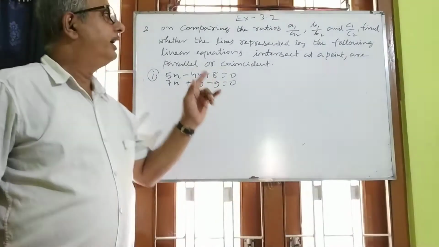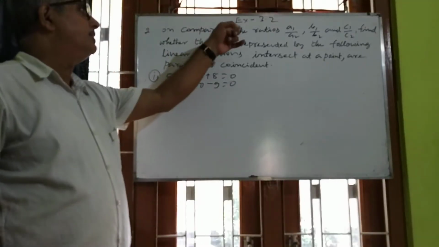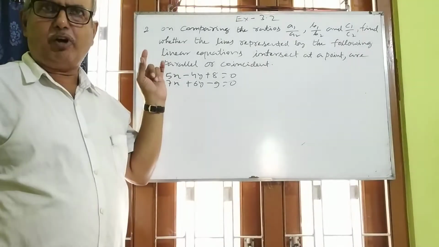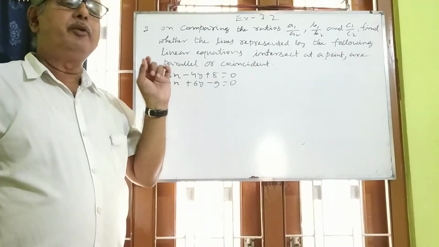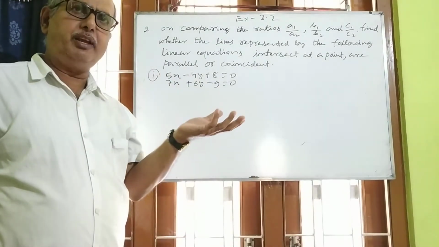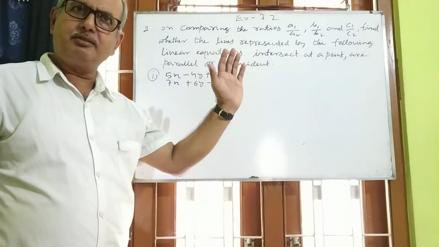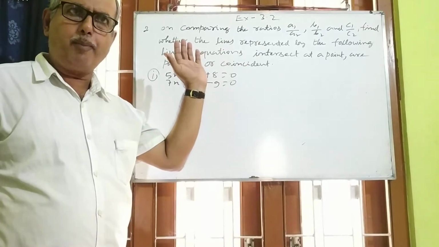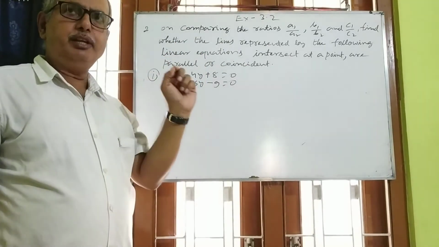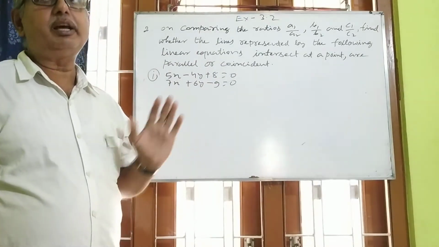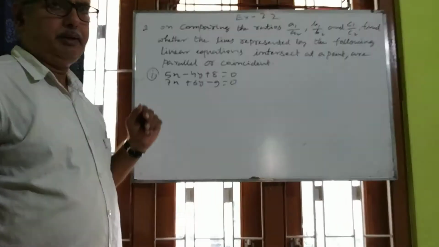Listen. Here, what is the question? Exercise 3.2. Question number 2 I have taken. First question, why have I not done? Because in the first question again the same thing: you have to form the equations from the given word problem, and then you have to find out their graph on the graph paper. So I have not given the first question.